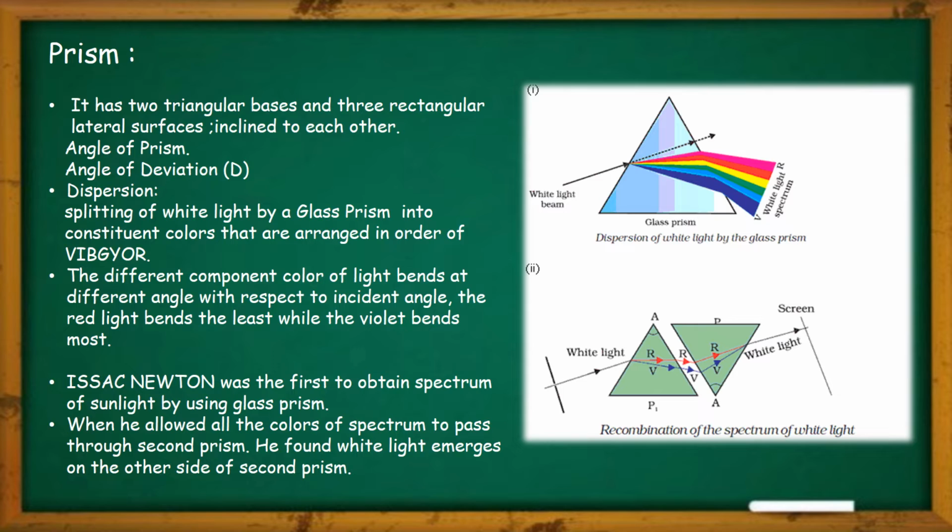So what happens whenever he first observed that this white light is passing through the prism? It is splitting into a range of colors, or a set of colors, arranged in the sequence of Vibgyor. So what is Vibgyor? V stands for violet, I for indigo, B for blue, G for green, Y for yellow, O for orange, and R stands for red color. This color band we call the spectrum of light.